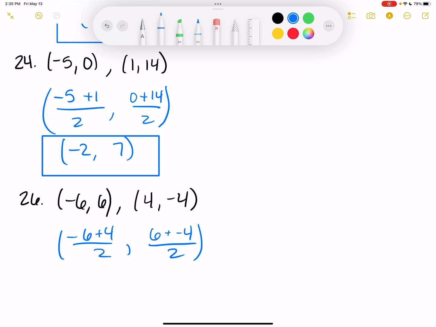So what is this? Well, okay, what's the top? Negative 2 over 2 is actually negative 1. And 6 plus -4 is probably like 2, that's over 2, and that's 1. What do you mean probably? Is it yes or no?